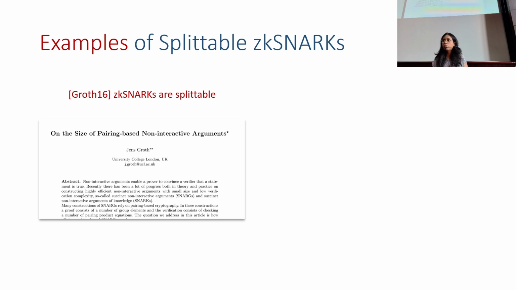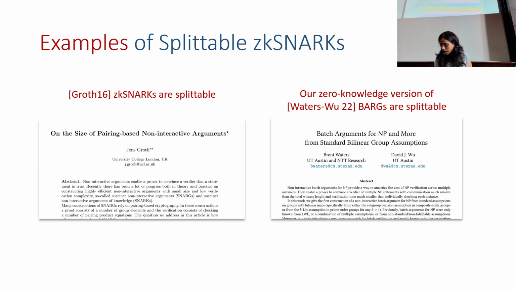distributed prover robust verification. In addition to that, we designed a new zero-knowledge BARG scheme that's based on the Waters-Wu BARG, ensure that it is also splittable and satisfies distributed prover robust verification. And importantly, unlike the Groth16 construction, this construction is proven secure in the standard model. But unlike Groth16, this only works for BARGs or batch arguments.